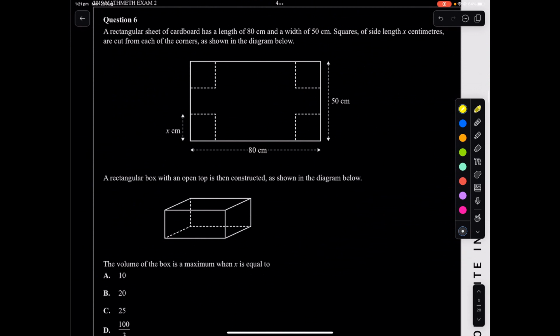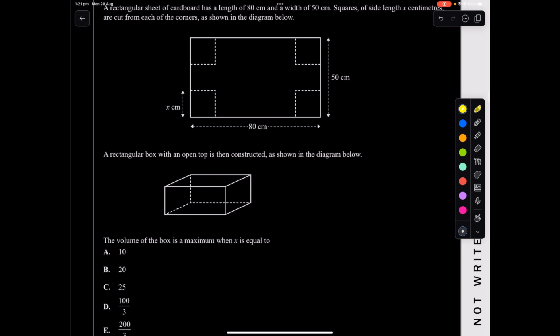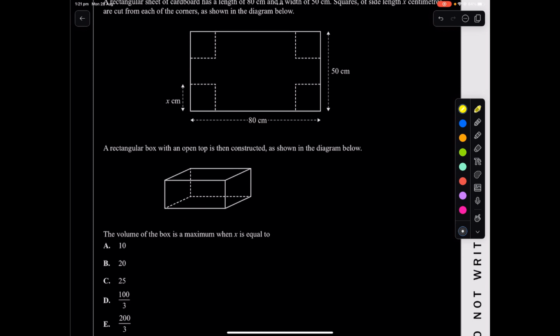Perfect. A rectangular sheet of cardboard has a length of 80 centimeters and a width of 50 centimeters. Squares of side length x centimeters are cut from each of the corners, as shown in the diagram. A rectangular box with an open top is then constructed. The volume of the box is at maximum when x equals y.